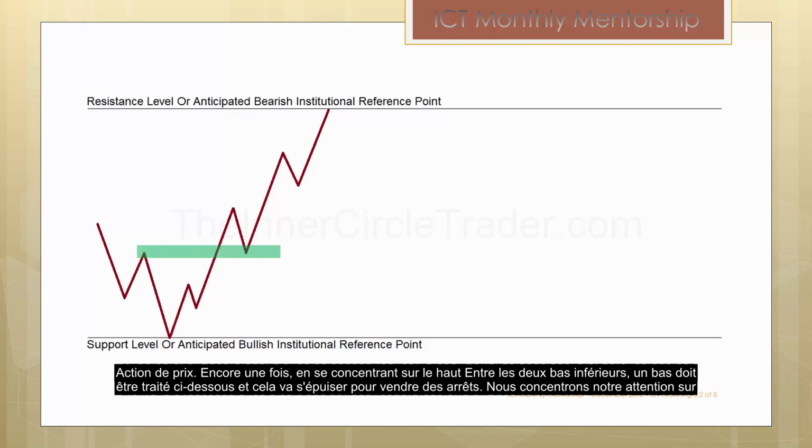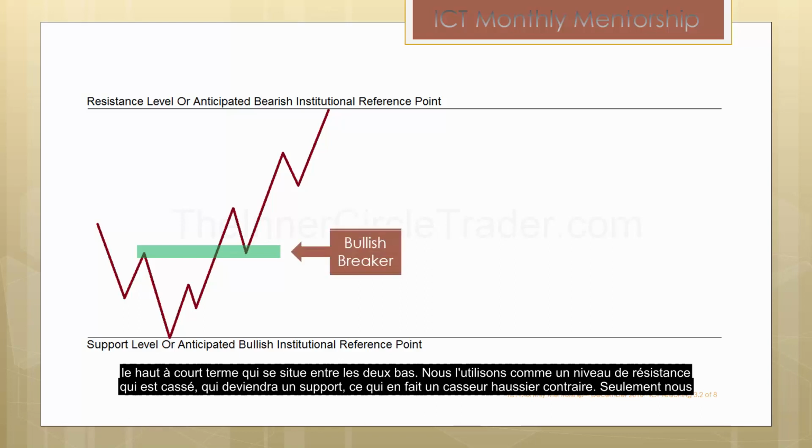Again, focusing on the high in between the two lower lows. One low has to be traded below, and that's going to run out the sell stops. We focus our attention on the short-term high that's in between the two lows. We use that as a resistance level that's broken that will become support, making it a bullish breaker.